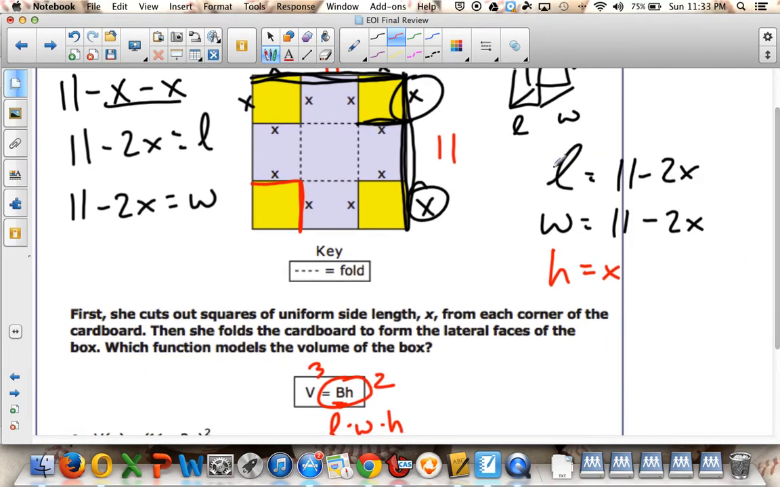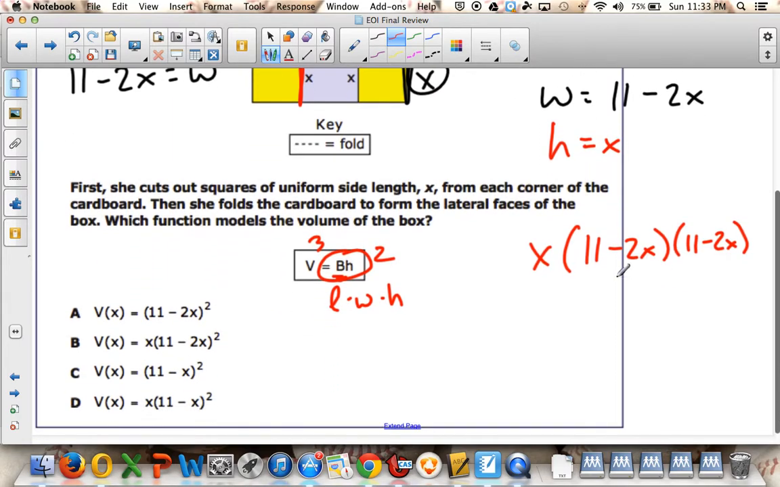So when I multiply my length times width times height together, I can put it in any order I would like. And I'm going to choose to put it in this order, and I'll show you why. Because when I have 11 minus 2x times 11 minus 2x, I can write that as 11 minus 2x to the third power. Or I'm sorry, to the second power, which looks a lot like b.